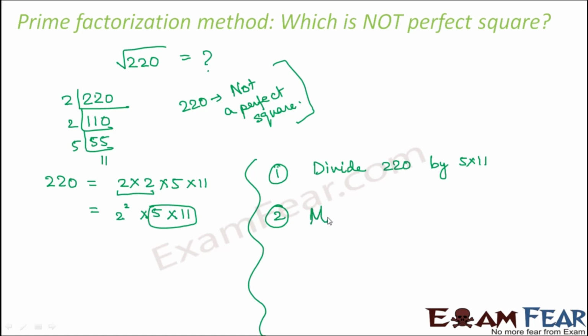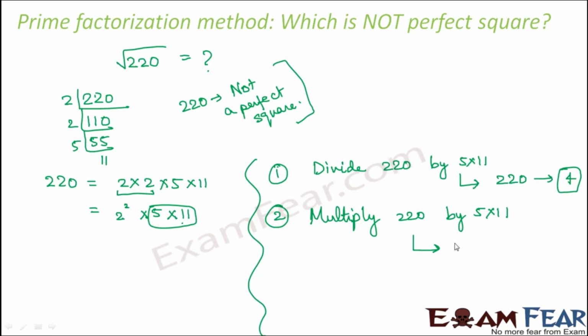The second option is you multiply 220 by 5 into 11. In that case, what will happen? You will get 2 5s, that is 5 square. You will get 2 11s, that is 11 square. So 4 is a perfect square. And when you do this, the number 220 changes to what number? It becomes 220 into 5 into 11. And this number becomes equal to 2 square into 5 square into 11 square, because this time you have multiplied it with 5 into 11.